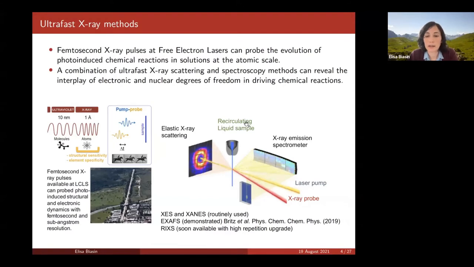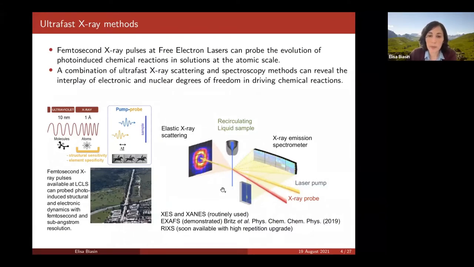There are different methods that can be utilized to probe reactions in solution phase. In this talk, I'll talk about scattering, emission and absorption. It's also possible to do EXAFS at LCLS, and there is a repetition rate upgrade coming fall next year, and this will make possible also photon-hungry techniques such as resonant inelastic X-ray scattering.